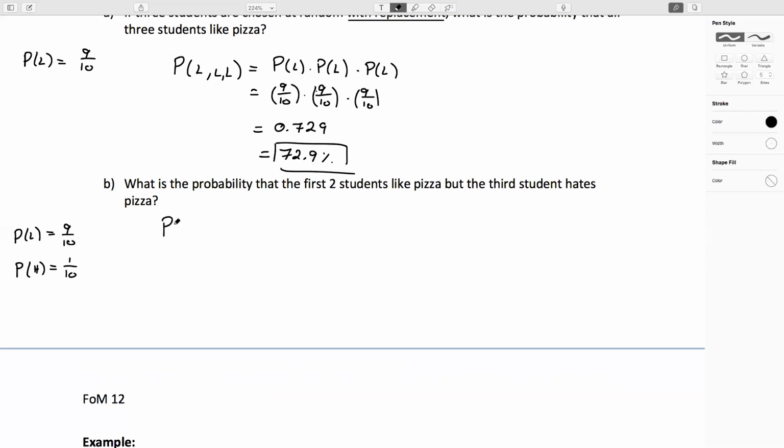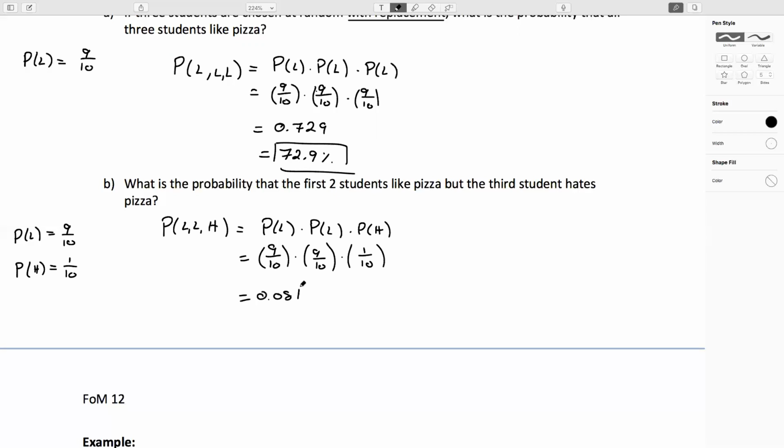So the probability of like, like, hate is going to be given by the probability of liking pizza times the probability of liking pizza times the probability of disliking pizza. 9 out of 10 people like the pizza, so that's our probability for the first 2. 1 out of 10 people hate the pizza, so that's the probability for the last one. And this will work out to 0.081, which is about 8.1%.